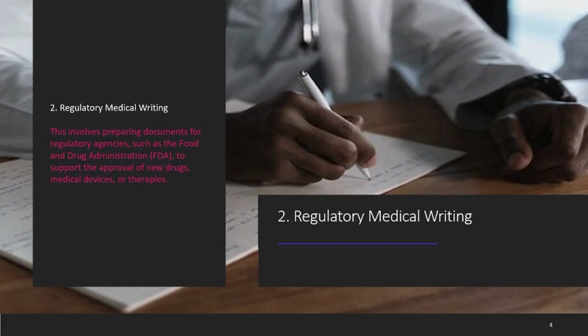The next would be regulatory medical writing. This involves preparing documents for regulatory agencies such as the Food and Drug Administration to support the approval of new drugs, medical devices, or therapies. Again, there are a set of rules and regulations that are followed while writing for such regulatory agencies. This also requires specialized training.